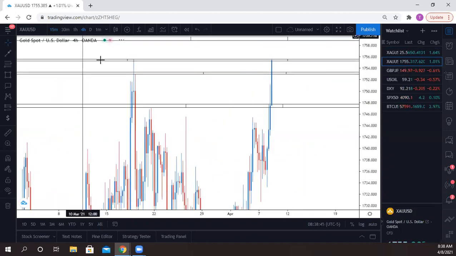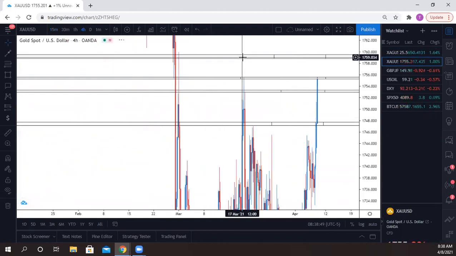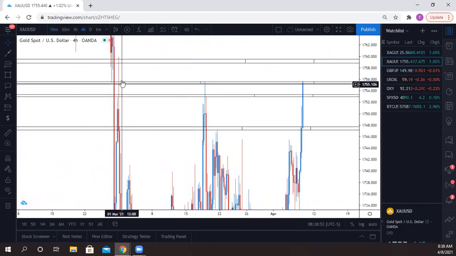I wouldn't be surprised if gold breaks this. Probably see 1759 flat today. Another big clean wick here, another big clean area.